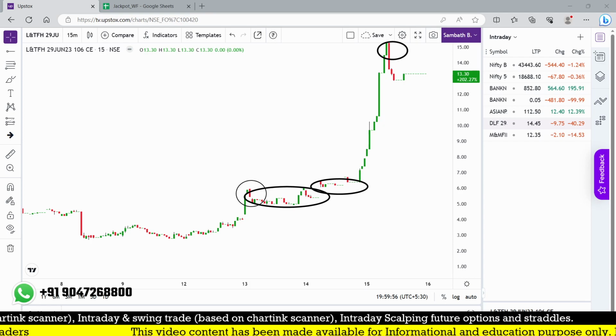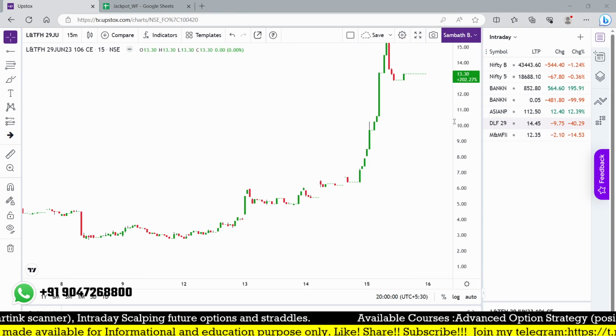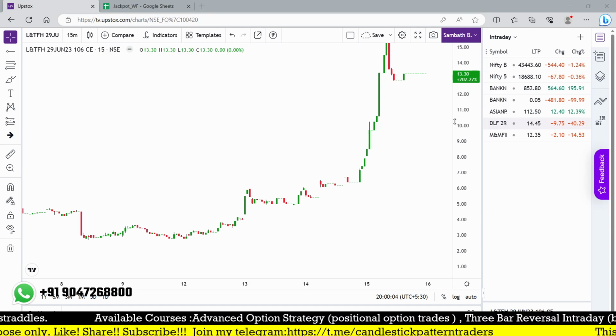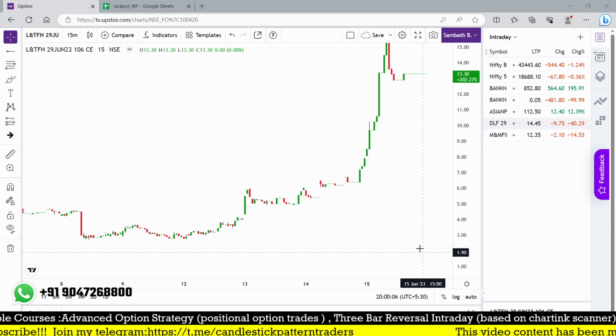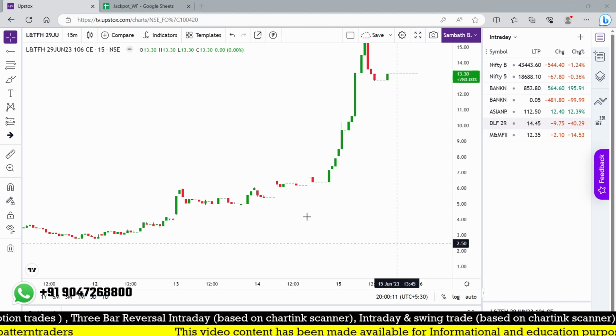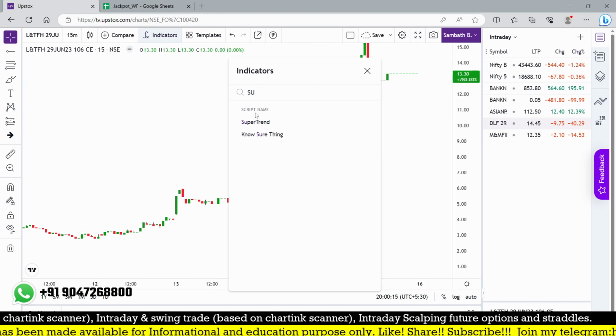And one more important thing why we are discussing this stock, and the overall market, Bank Nifty 500 points, Nifty 200 points, near about 70 points down. In this scenario, we found the call option having a good breakout. And one more opportunity, how to use it in intraday. Simply, we are using a super trend. That was one more tool.